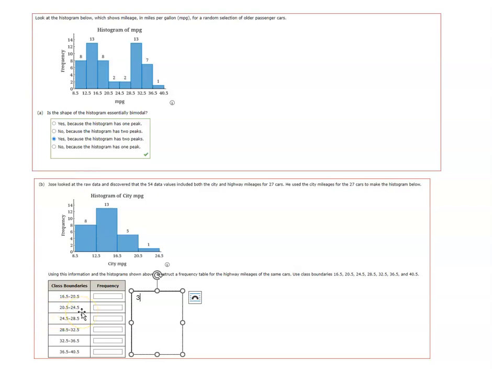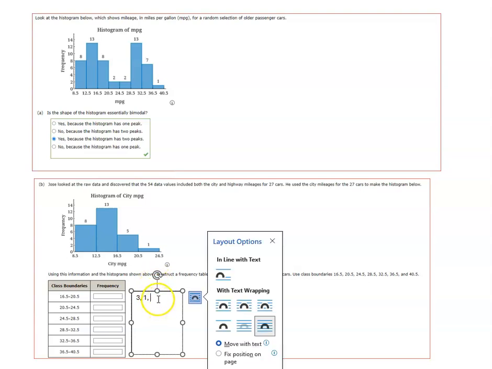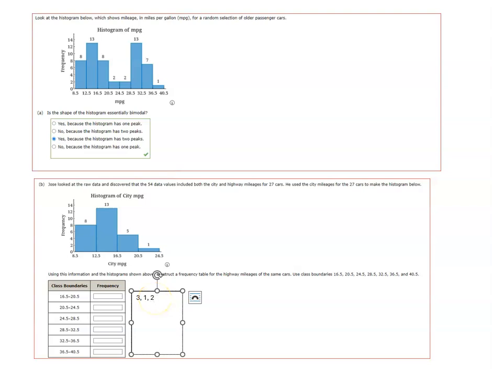Now we go to the 20.5 to 24.5 range. In total, there's 2. Of city, there's 1. 2 minus 1 is 1. I'm going to put that answer here. Now the 24.5 to 28.5 range. There are only 2 total, and there are none in the city range, so it's 2 minus 0, giving you 2.